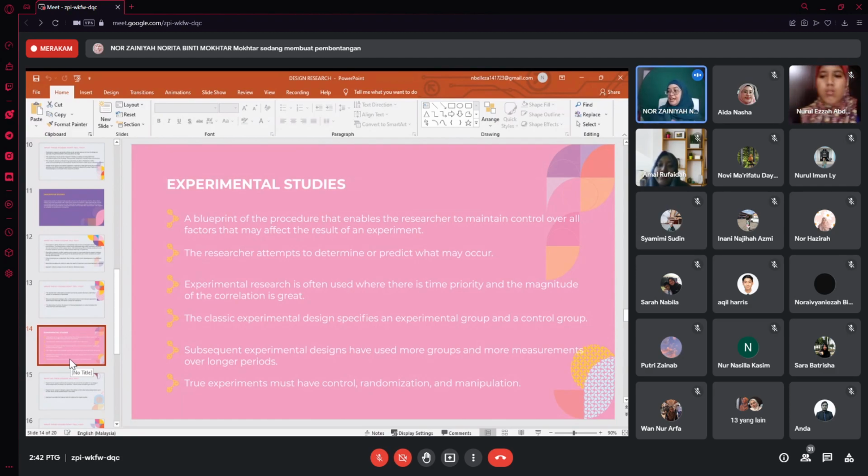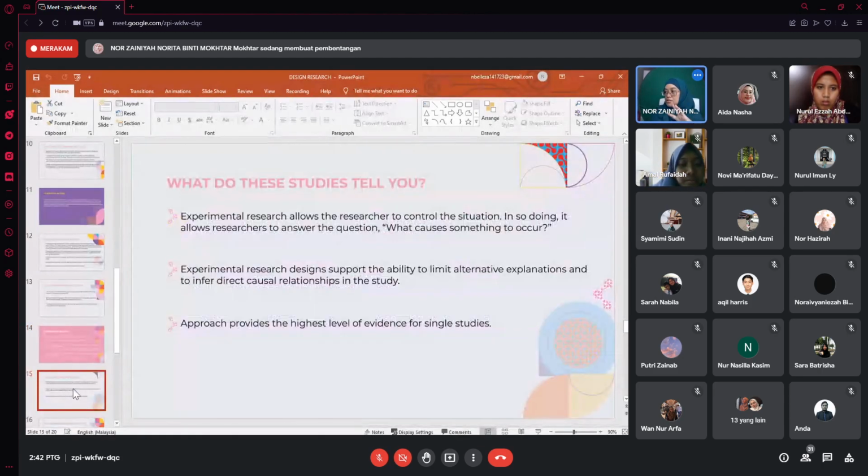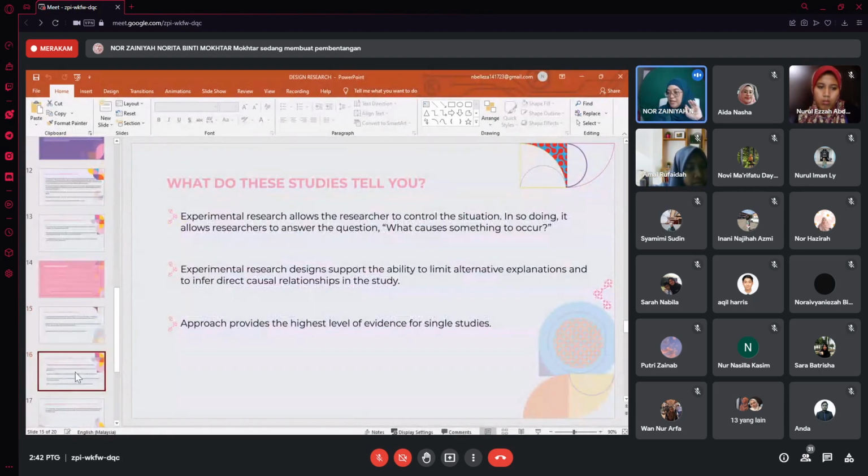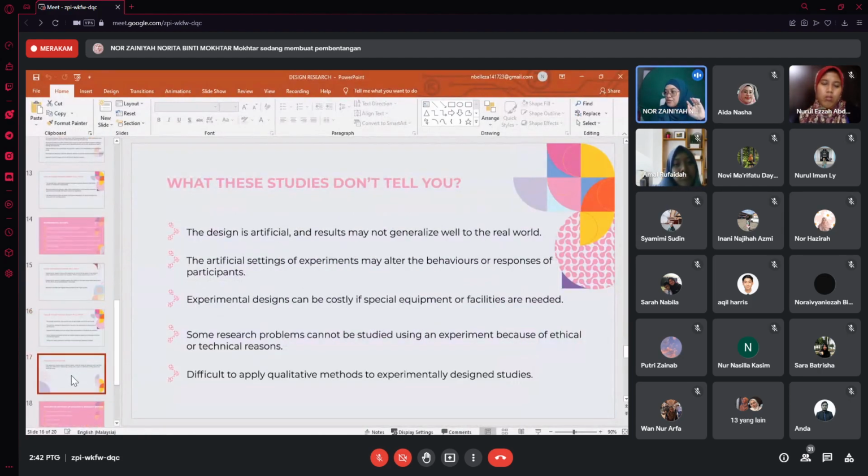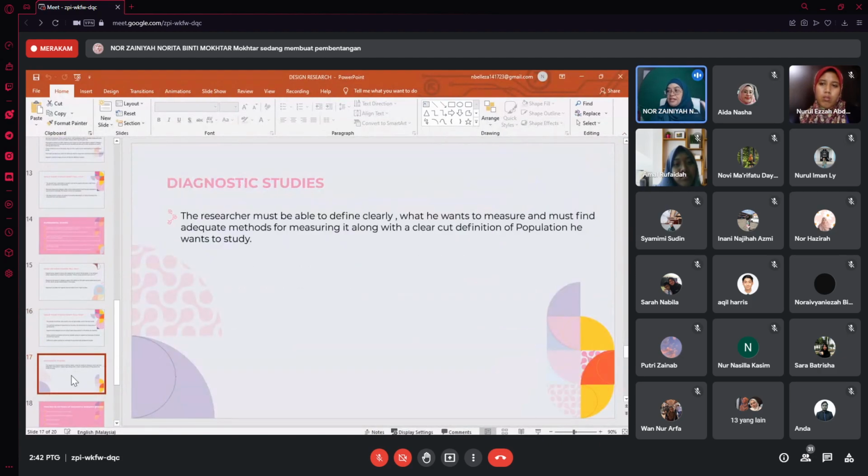Right. Okay, I'm going to skip this. You can read that; I've already explained. What does it tell you? Basically, it's the same thing that we've discussed. What does it not tell you? Of course, we don't want to know that. And then, okay, diagnostic studies. It's about defining clearly what to measure or what has been measured, and adequate methods of measuring it, along with a clear-cut definition of the population he wants to study.